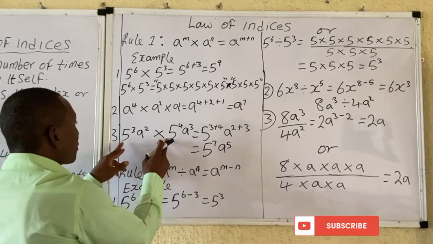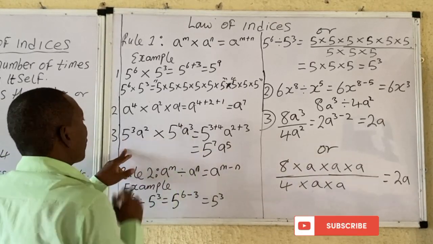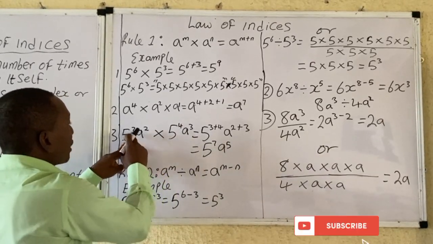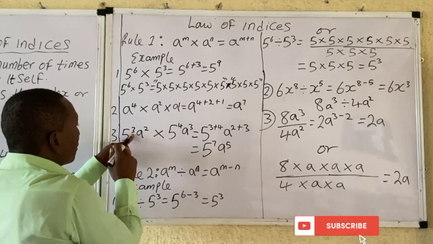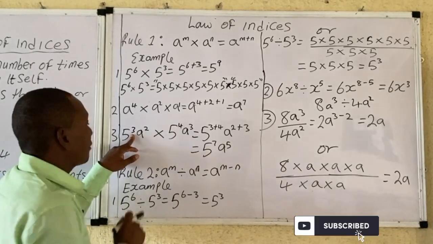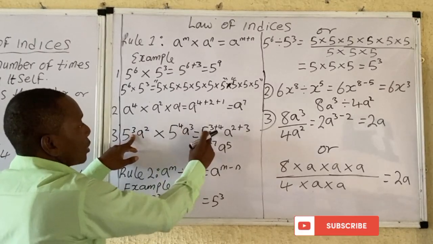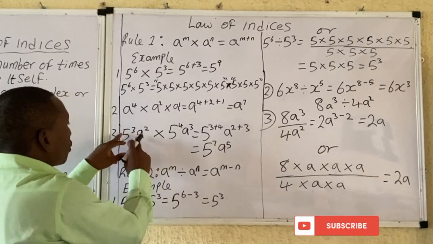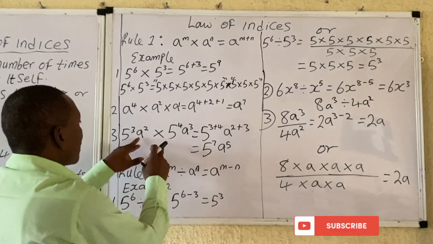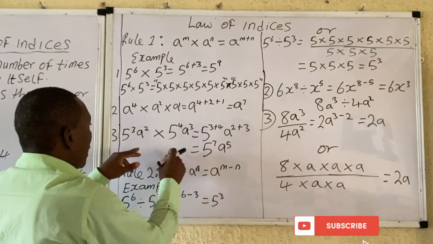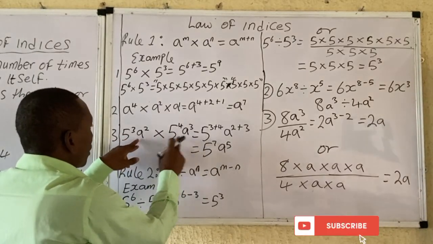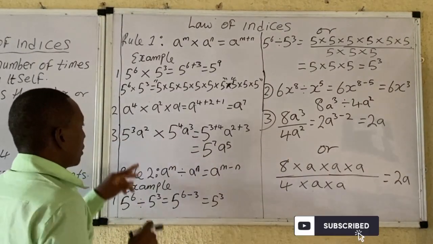So let's start. Since we have 5 here and 5 here, we'll pick one 5. And since it's multiplication, I'll have to add the powers of the 5. So that'll be 3 plus 4. Now we are done with the first part. The second part is, let's treat the A part of it.